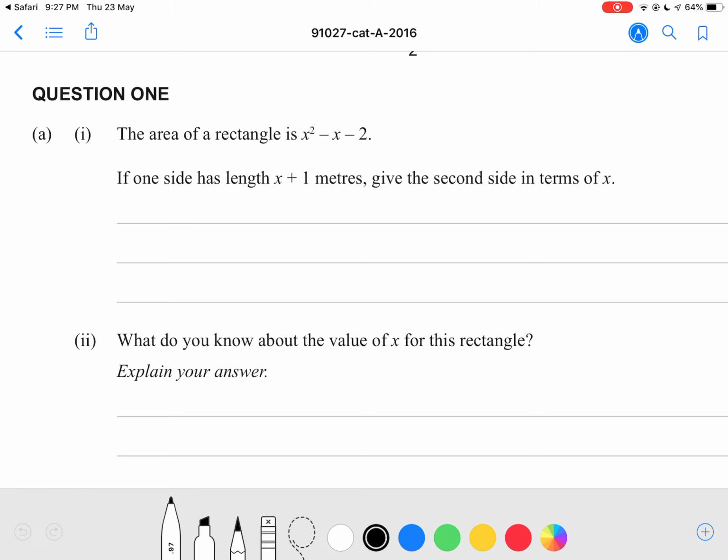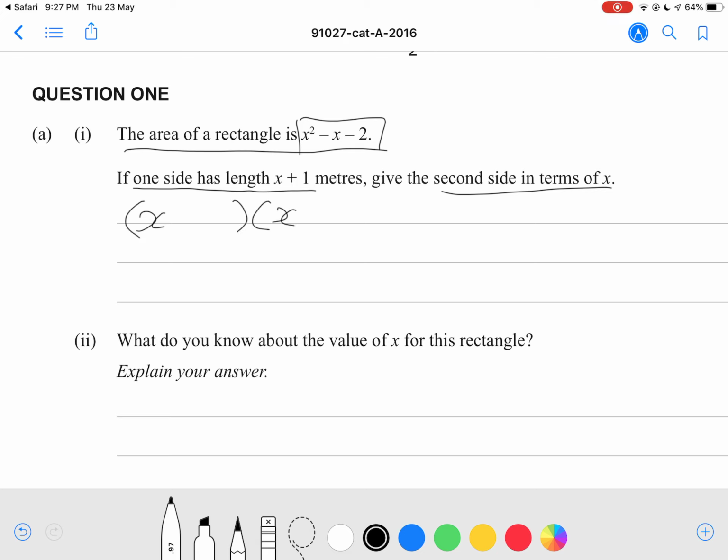So, the area of a rectangle is x squared minus x minus 2. If one side has a length of x plus 1 meters, give the second side in terms of x. So what you want to do here is factorize this, okay? So you want to put this into brackets. So there has to be x on one side, okay?